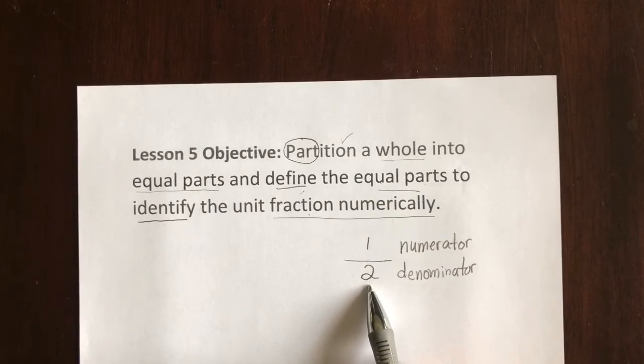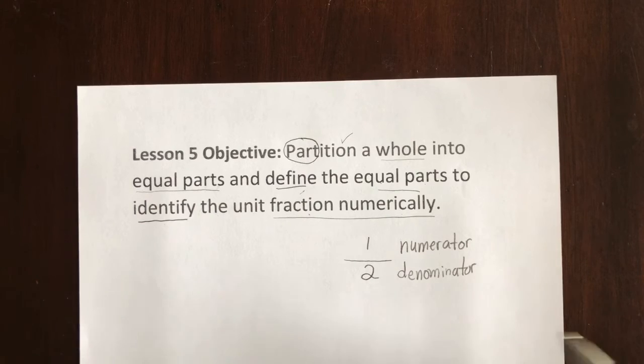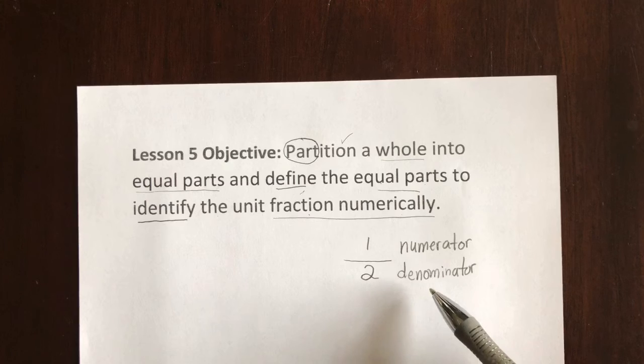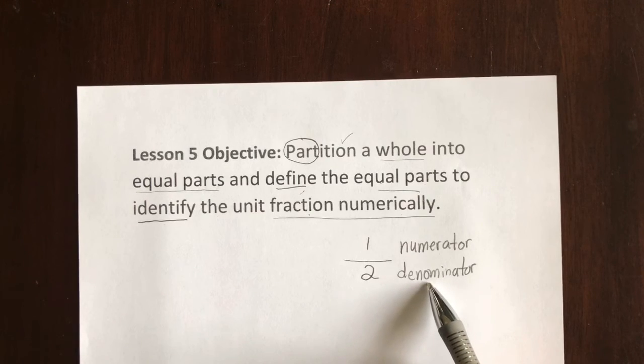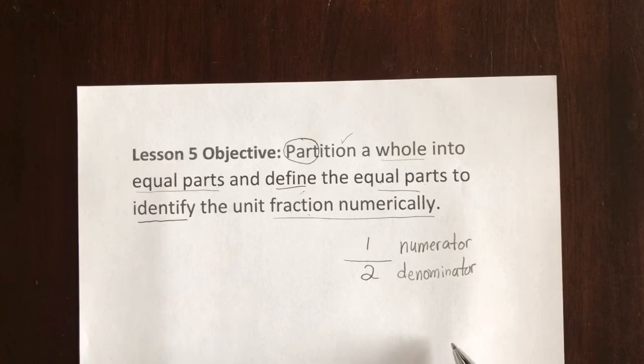is the total of the pieces in the whole. How many equal pieces is it cut up into? And the numerator is the number of the pieces that we're talking about. So denominator is how much a whole is denominated into, or cut up into. All these big adult words. But don't worry, you'll get used to them, and they'll start making more sense.